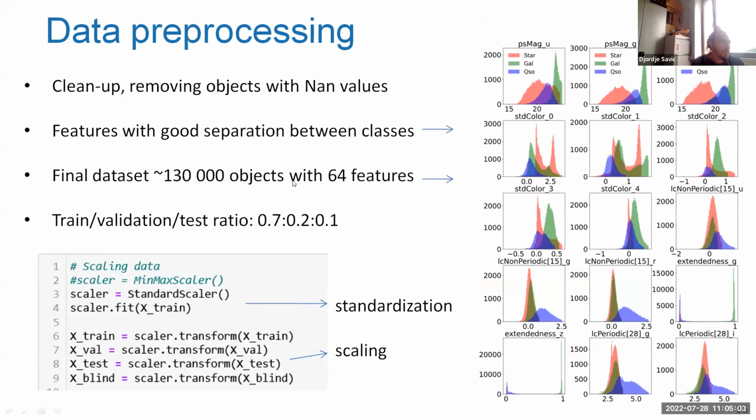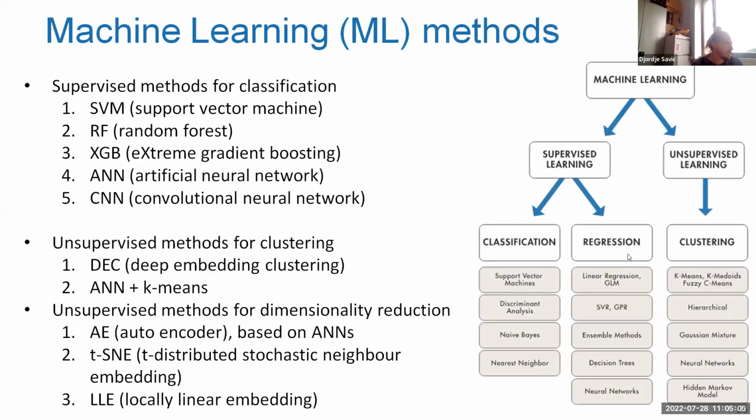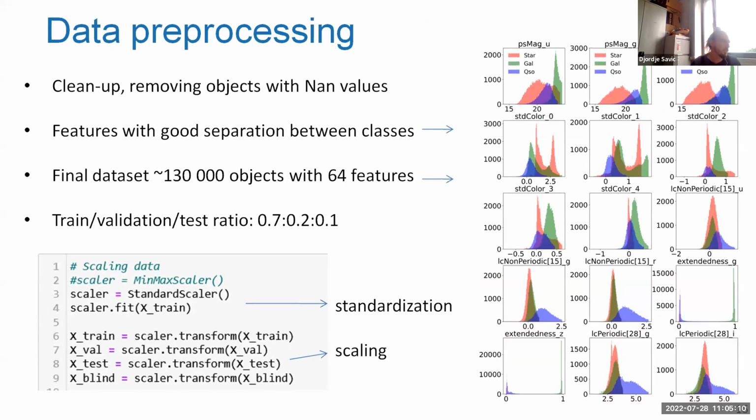We also did some pre-processing, because some of the methods listed here require the data to be standardized or pre-processed, and for that we simply did some cleaning up, removing all the objects with none values. Also, we found some nice features that could be used for doing the classification. And we can see, for example, here, this is one of the engineered features from light curves.